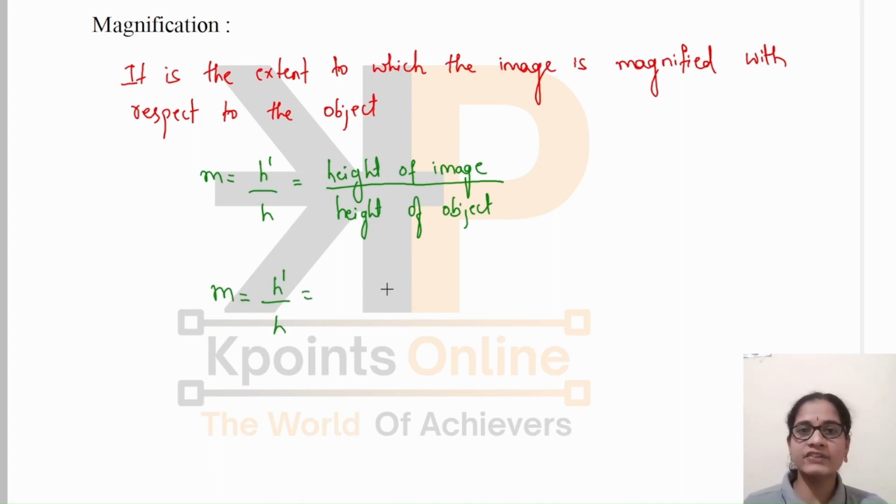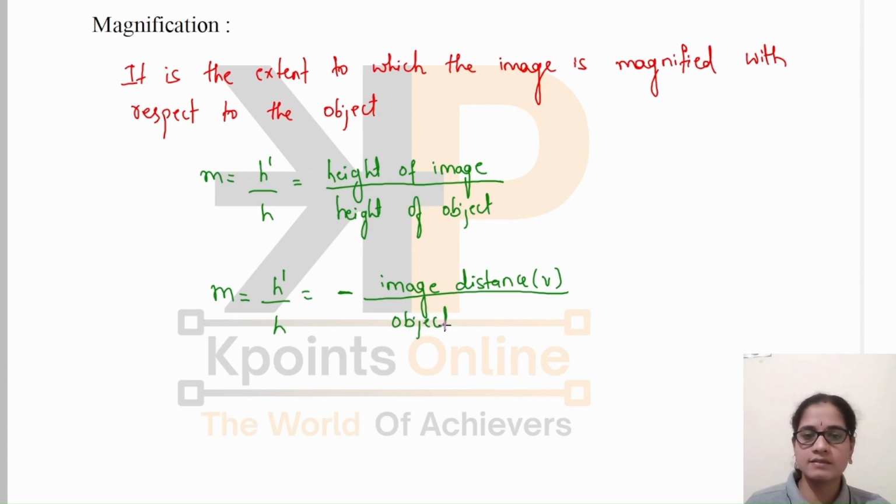Yes, and this magnification is also related to the image and object distance. It is given by the formula m = negative of image distance, that is v, by object distance u. If the magnification value is negative, it indicates that the image formed is real. If it has positive sign, then it indicates that the virtual image is formed.